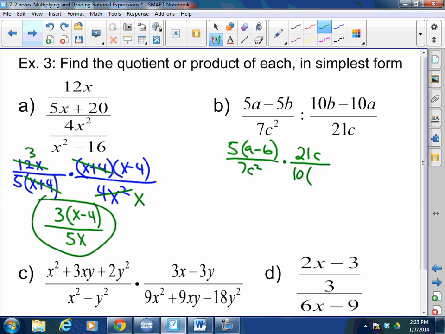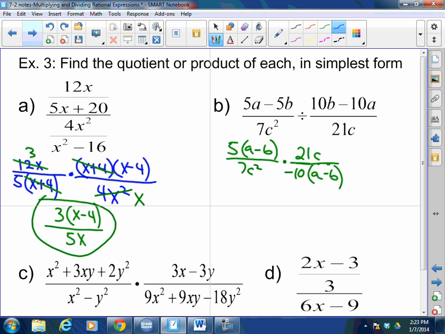Now, look at what happens here. This is a negative a. What should I have done instead? Why don't we factor out a negative 10? Because when you factor out a negative 10, you're going to get a minus b. And now life is a little bit easier.